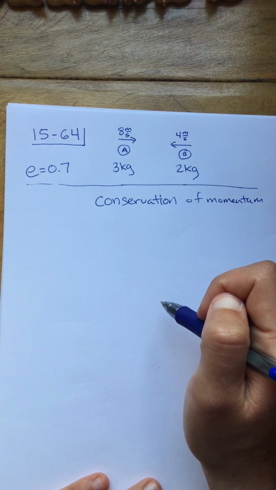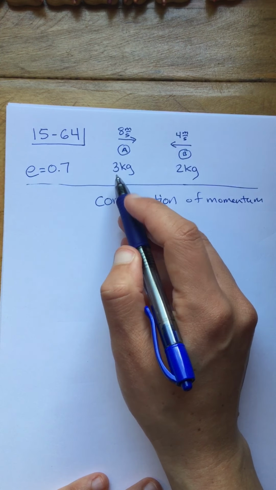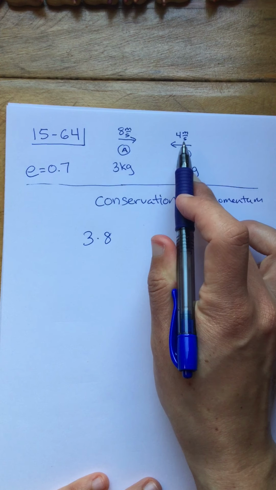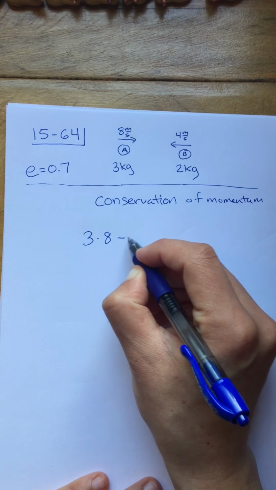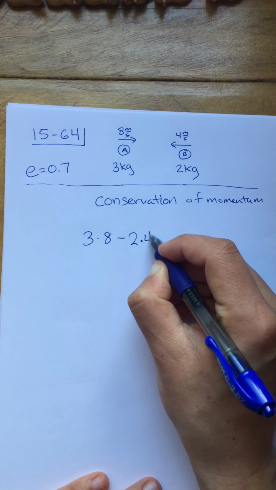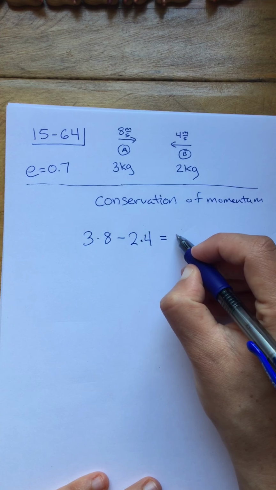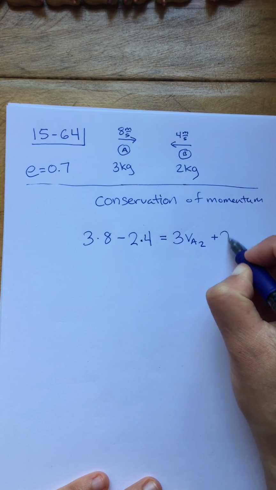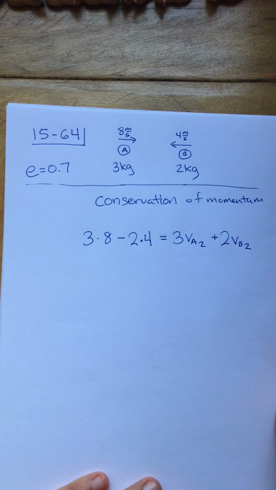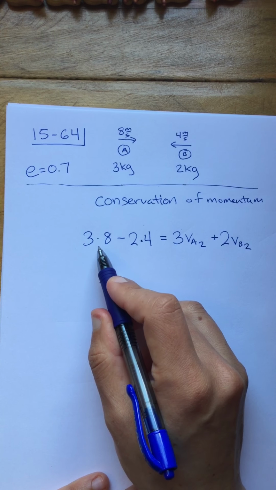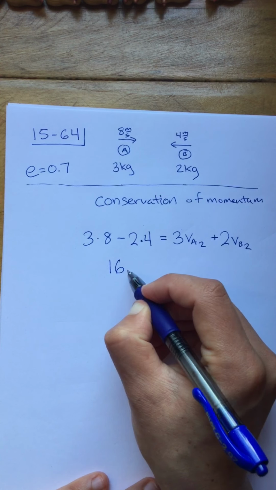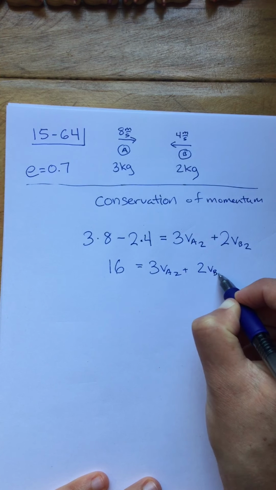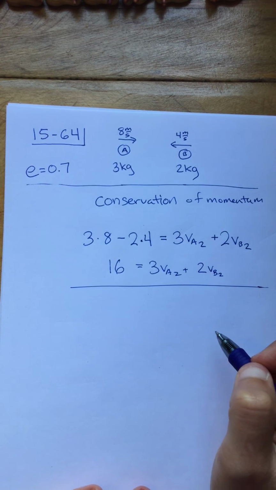So my conservation of momentum tells me that the initial momentum, which is mass times velocity for ball A, so that's 3 times 8, plus the mass times the velocity for ball B, but ball B is going to the left, so that's a negative 4 for the velocity, so that's minus 2 times 4, is equal to the mass of ball A times the velocity of ball A after the collision plus the mass of ball B times the velocity of ball B after the collision. 3 times 8 is 24 minus 8, that gives us 16, and then we have 3 times VA2 plus 2 times VB2.